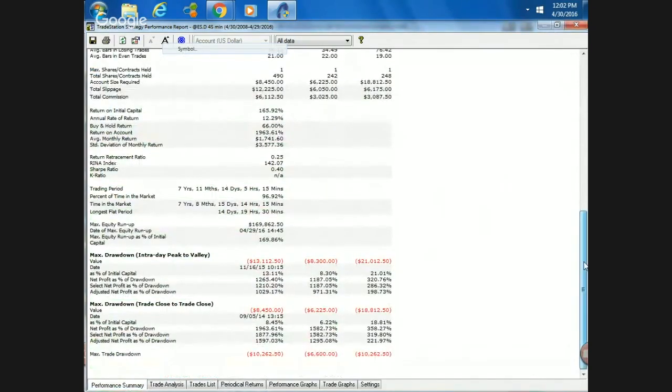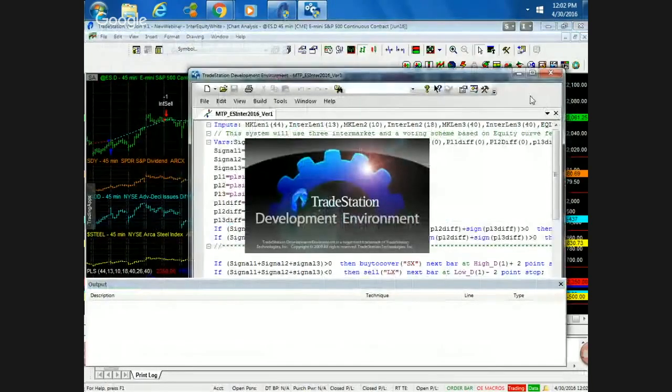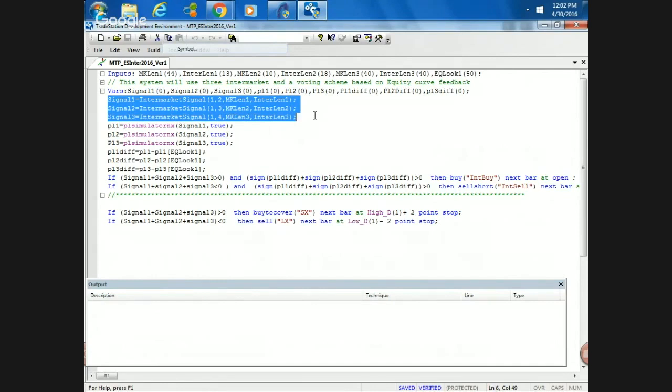So let's now look at this a little closer. Okay, here's the system. Now, as part of my Intermarket Divergence Pro package, actually, as part of the equity curve package, I have these intermarket signal generators. So this is type, intermarket number, market I'm trading length, and intermarket length. That's actually the code there, a function call, passing those values in.